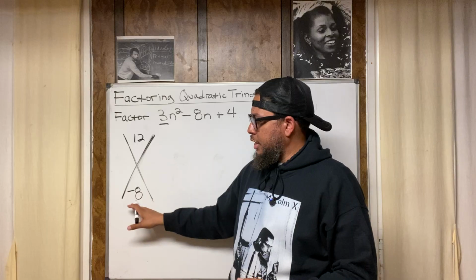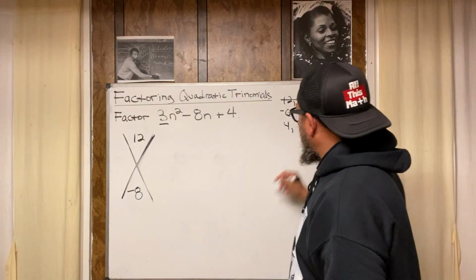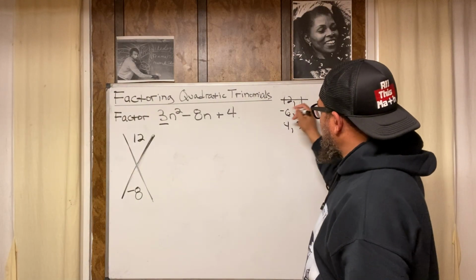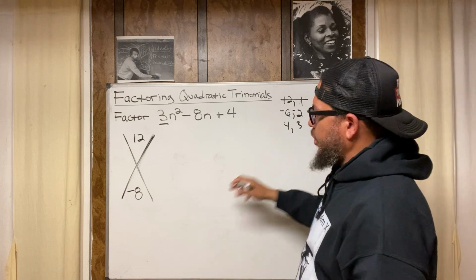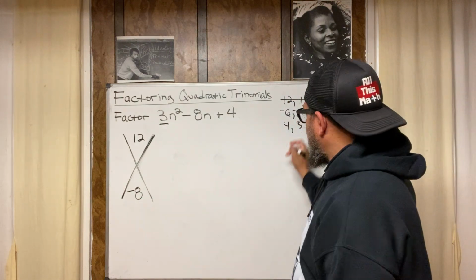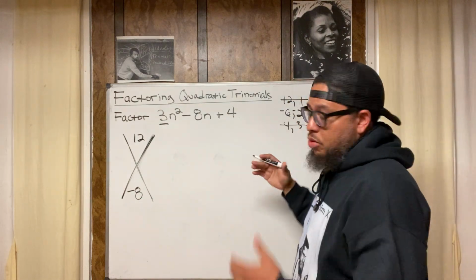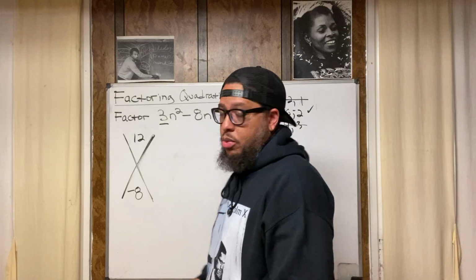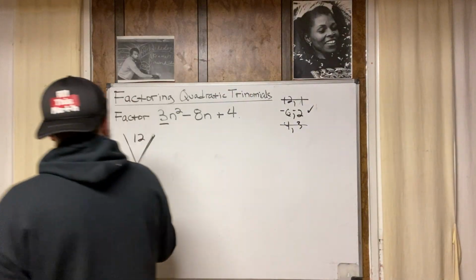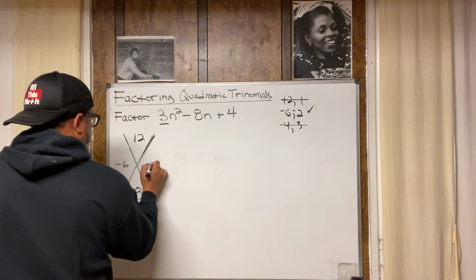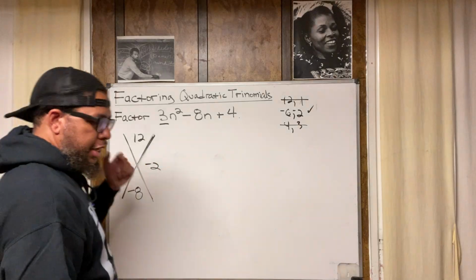So negative 6 plus negative 2 is negative 8. So that means that these are my 2 numbers. And we know that 4 plus 3 ain't going to add up to negative 8 or positive 8, so cross that off anyway. Now, my 2 numbers are negative 6 and negative 2. So what do I do with them? I write one over here to the left, and one over here to the right. Negative 6 and negative 2.